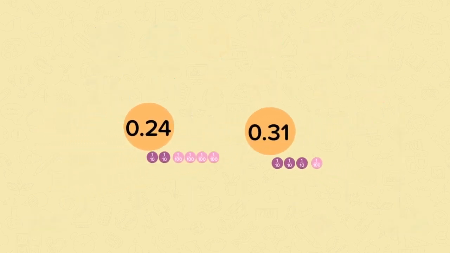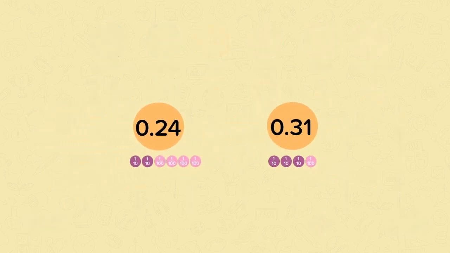So now let's work out which way round the greater than or less than symbol should go. Remember, 0.31 is greater because it's got 3 tenths, so the greater than or less than symbol must be open towards this greater number. So this statement shows that 0.31 is greater than 0.24 or 0.24 is less than 0.31.